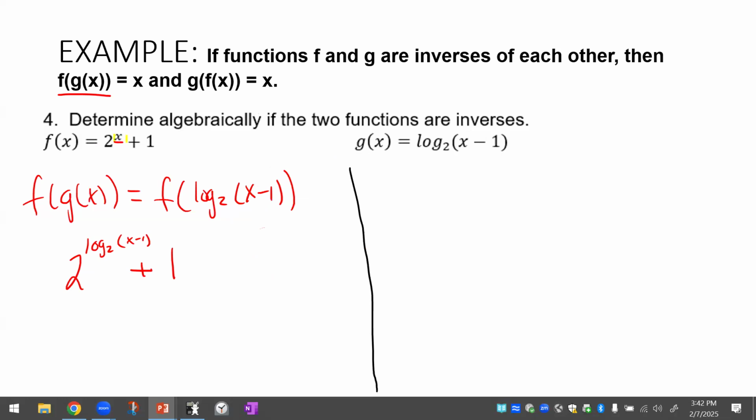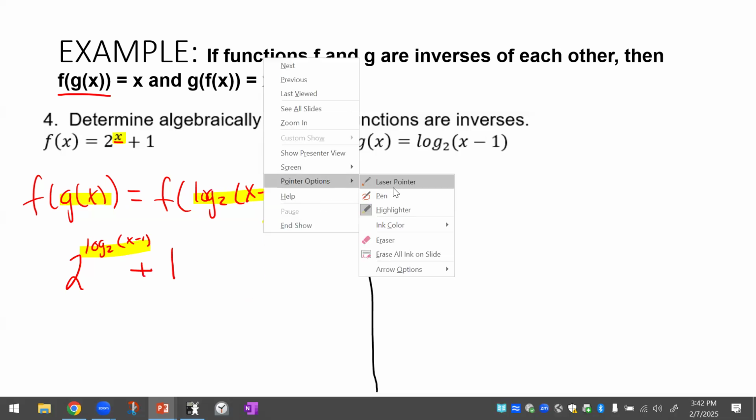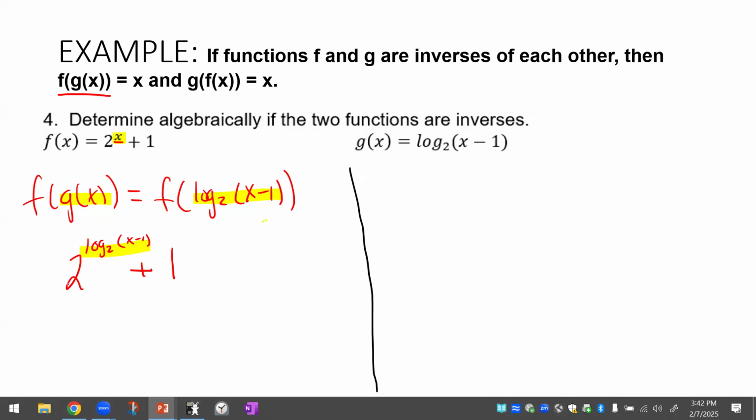Again, here's my x. I'm substituting it with g of x. G of x equals log base 2 of x minus 1. So x is now log base 2 of x minus 1. Remembering our log properties, when you have an exponential and a log of the same base, what do they do? They cancel each other out. So then our power is set free, and we're left with x minus 1 plus 1. Negative 1 and positive 1 make 0. So our answer is x. So our left hand works.